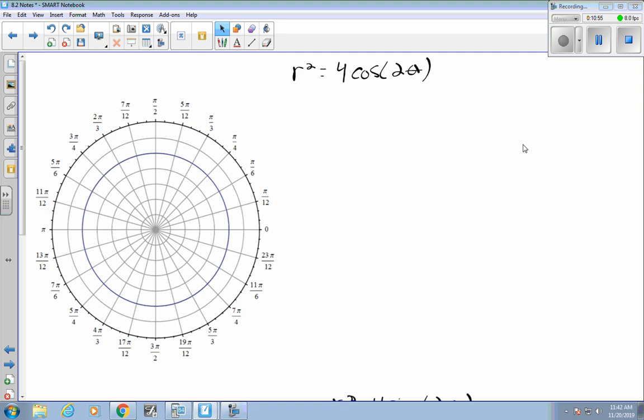I did print off some more graphs. We ran out, so this should be the last sheet, although you might want one for your challenge problems too.